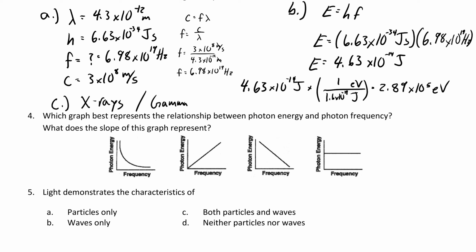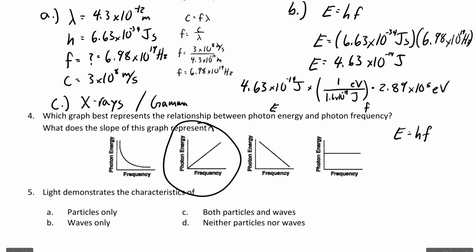All right, photon energy is E, photon frequency is f. What is the relationship? We need an equation that relates E and f. Looking in your reference table, we know that E is equal to h times f, not hf squared, not h over f, not h over f squared, but h times f. So how are frequency and energy related? They are directly related. What would we expect the graph to look like? Choice B, a direct relationship between the frequency and the energy.